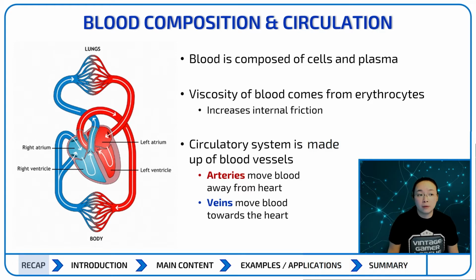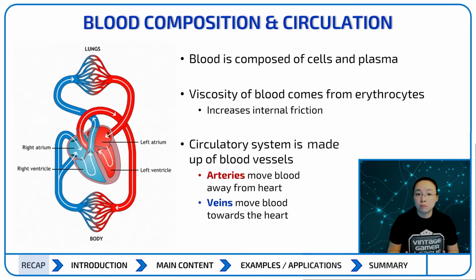So the next thing we talked about in the previous lecture was blood composition and circulation. Of course, this is just a brief overview. Number one, your blood is composed of cells and plasma, and the viscosity of your blood is not going to come from just your plasma. It comes from the red blood cells, or the erythrocytes, that are inside your blood.